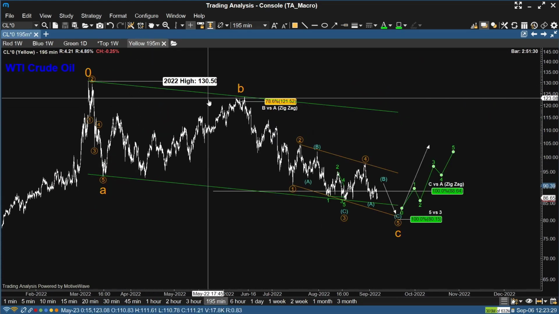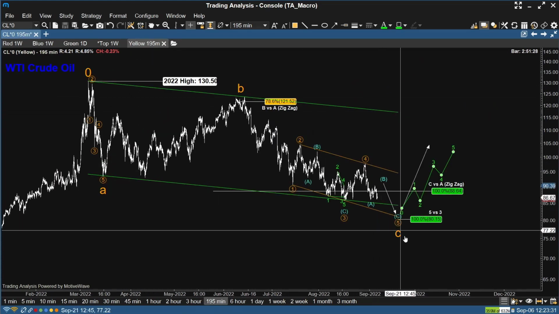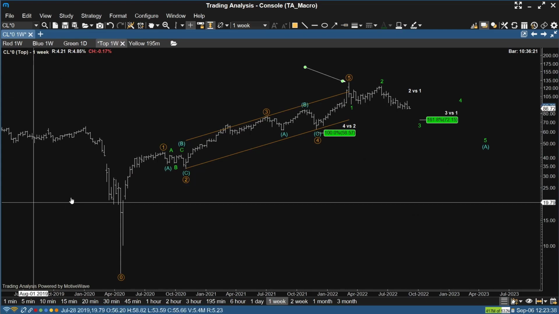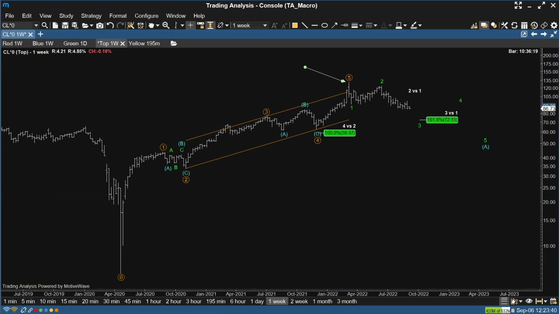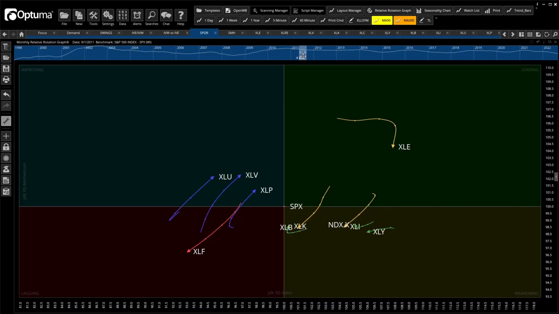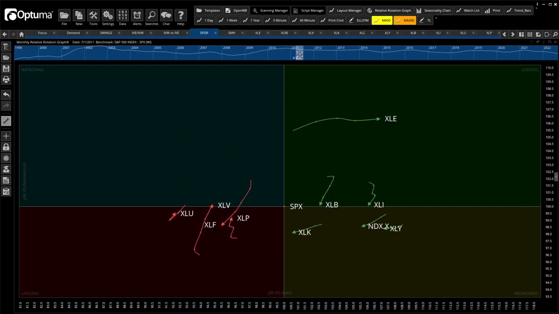If, in fact, we do not hold support, but instead break lower, we may have to consider the idea, as we discussed in August, that we do have a more significant Wave 5 completion in the case of the energy sector and crude oil. And that potential top, more significant top, is actually supported based on a historical comparison to the relative outperformance that the energy sector saw into the summer of 2011, which essentially marked the top of the crude oil market for better than a decade.